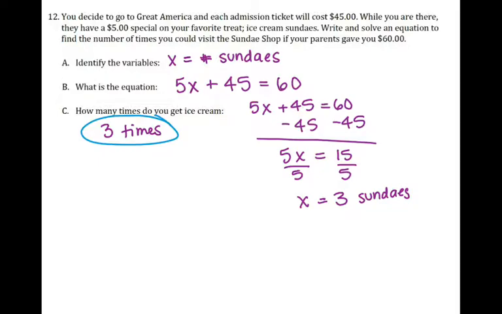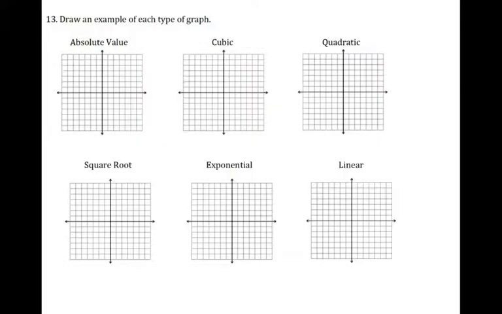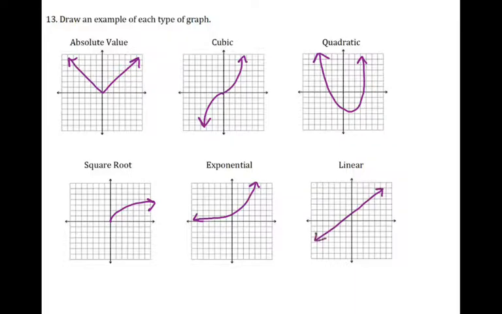Okay, next up, graphs. So draw an example of each type of graph. So an absolute value is a V-shaped graph. There's my absolute value graph. Cubic looks like somebody doing the disco. Quadratic is a U. Square root kind of looks like a sideways quadratic, but just half of it. So square root. Exponential grows as you move to the right. And linear is a straight line.